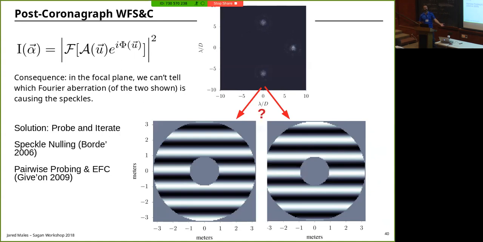But therein is a hint for how to solve this problem. You can just do that. And if it made it worse, you were wrong. If it made it better, you were right. And you just sort of walk through a collection of aberrations to try to find the right answer. This is the fundamental thing used in something called speckle nulling. And there's a much more advanced version of that, usually just referred to as electric field conjugation or pairwise probing in EFC, where you do a set of probes and then do a bunch of math to solve for the electric field in the focal plane.